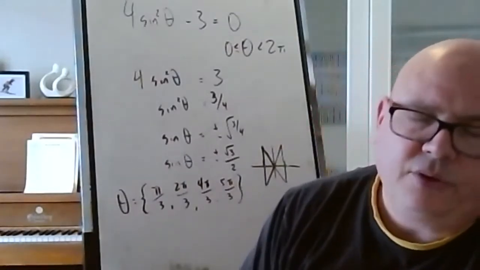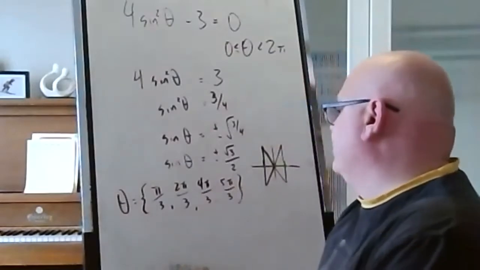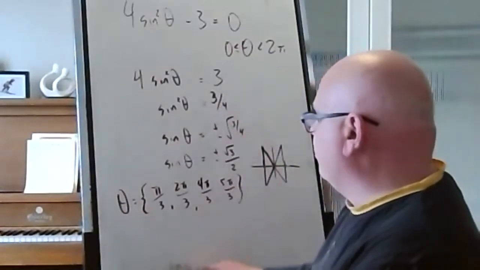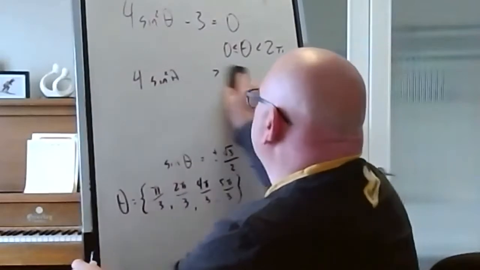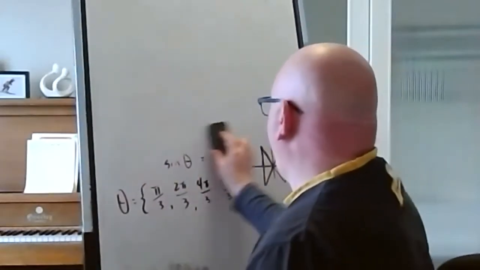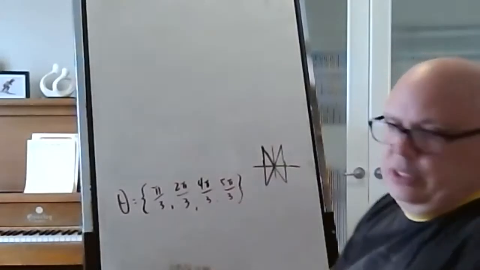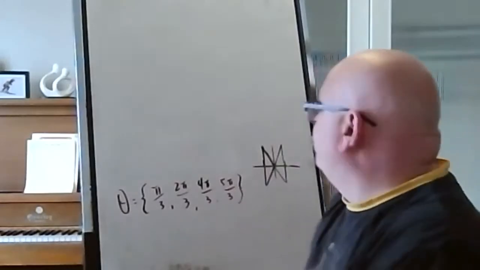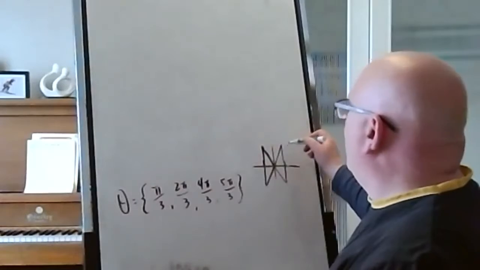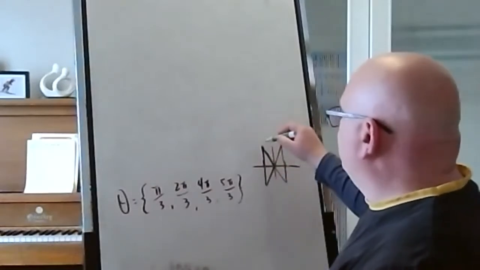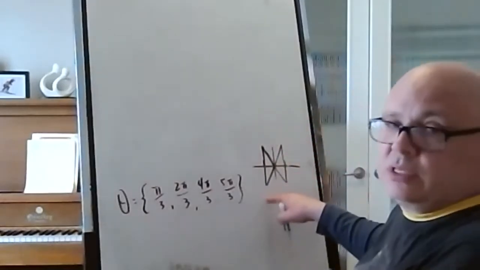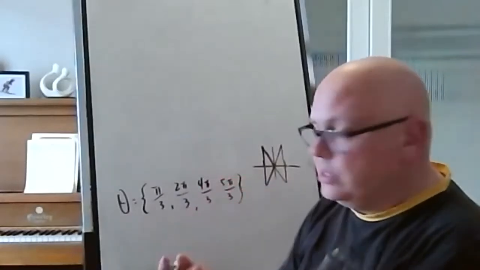It does state to give the general solution as well. So if this was not given in the question, what would the general solution look like? The general solution is kind of interesting with this. We could create 4 general solutions: pi thirds plus 2 pi times n, 2 pi thirds plus 2 pi times n, 4 pi thirds plus 2 pi times n, and so on. So we could list them all and have 4 general solutions like this.